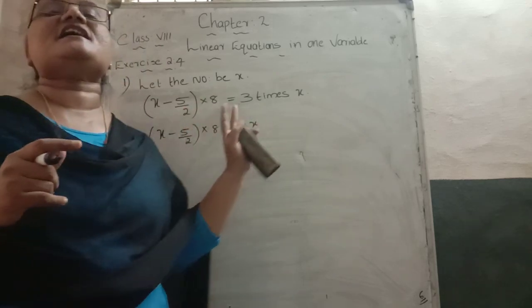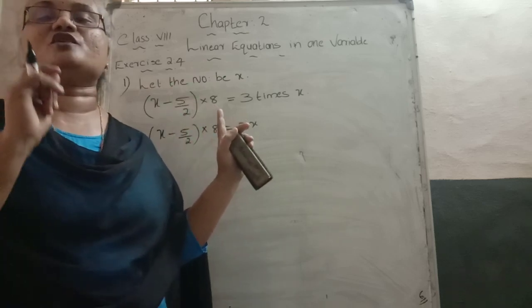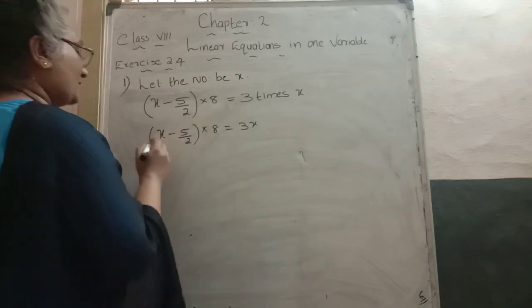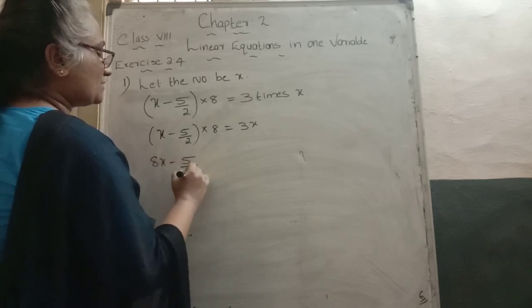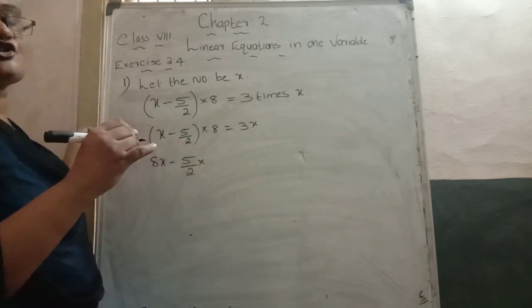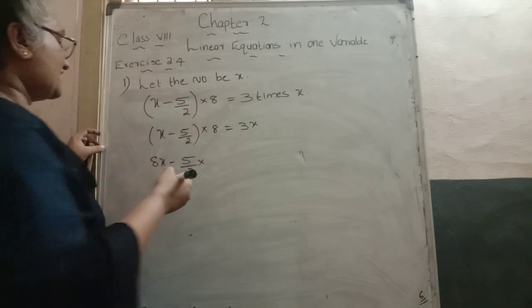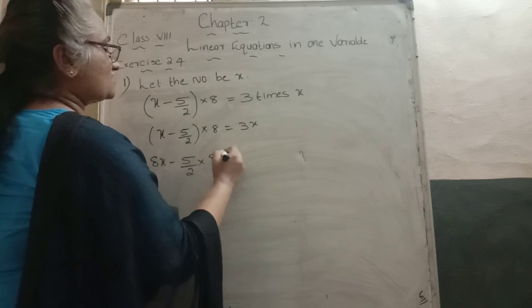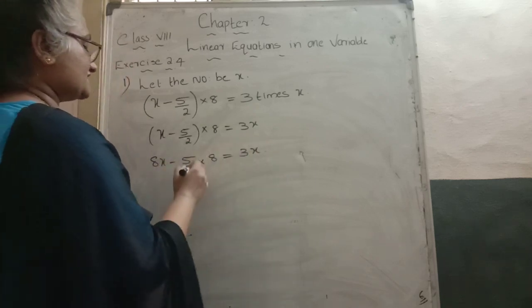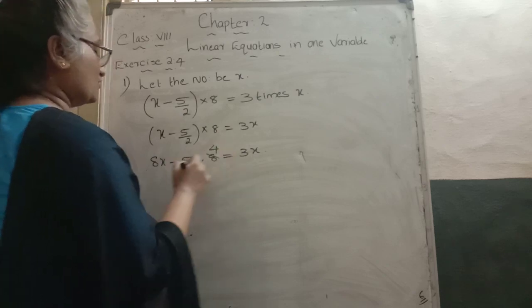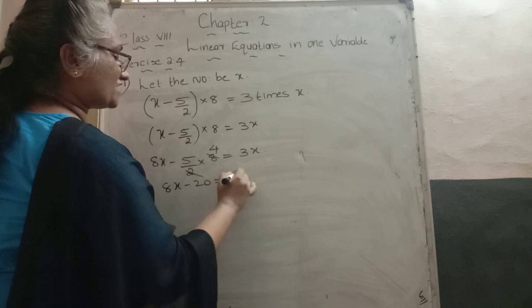Open the bracket and find the x value, then you get the number she used for thinking. So open the bracket: 8 into x becomes 8x minus, applying the distributive property of multiplication over subtraction, 5 by 2 is multiplied with 8. On the right side we have 3x. 2 and 8 cancel, 4 times. So 8x minus 20 is equal to 3x.